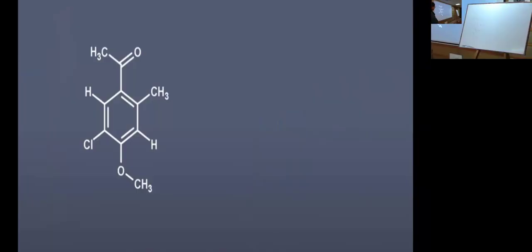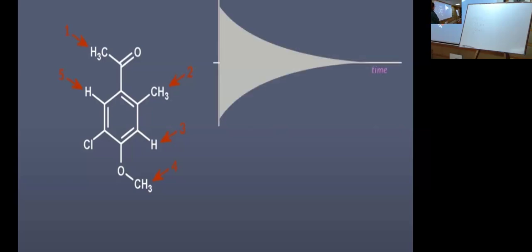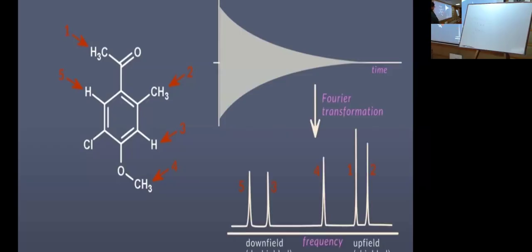Let's look at an example. Here's a simple molecule with hydrogens in 5 different electronic environments. Each type of proton will experience a slightly different magnetic field strength and will precess at its own frequency, giving 5 overlapping signals in the FID. After Fourier transformation, we will get a spectrum with 5 peaks, each peak representing a proton or set of protons in a particular chemical environment. With this spectrum in hand, we can start to deduce the chemical space around each proton.